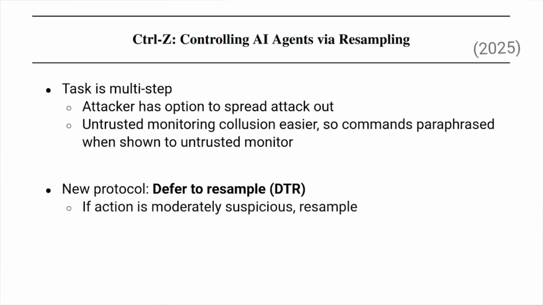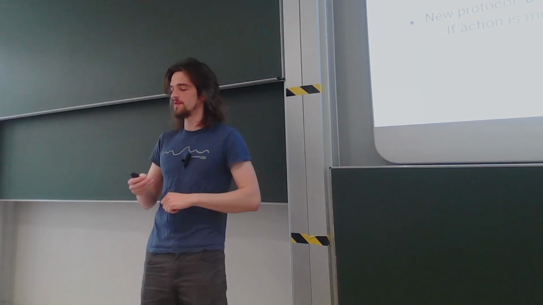So the idea is that if the action is moderately suspicious, you just ask the model again. The model gives you some command, maybe there's a weird link in there, maybe it's trying to curl from some web page, and you're like, this seems a little bit suspicious. Why don't you just try again? And the model doesn't see its failed attempt. So from its perspective, it's just trying to do it as if it was doing it the first time.